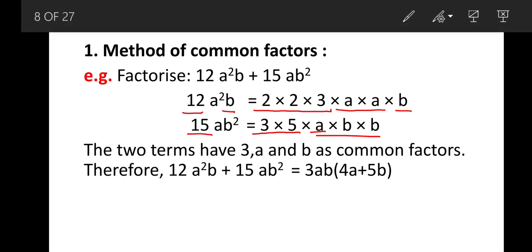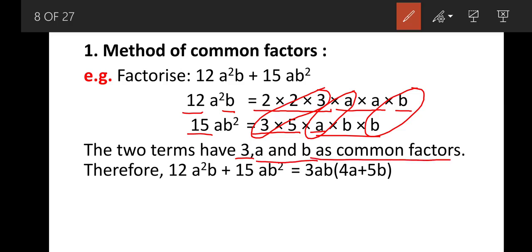Now you can see clearly what is common in these two terms. This 3 is common, a is common, and this b is common. So 3, a and b are the common factors. The two terms have 3a and b as common factors, and therefore it will be written as 3ab. These are common, so written outside. What will be left for the first expression? It will be 2 into 2, 4 is left, 4a. This a is also left.